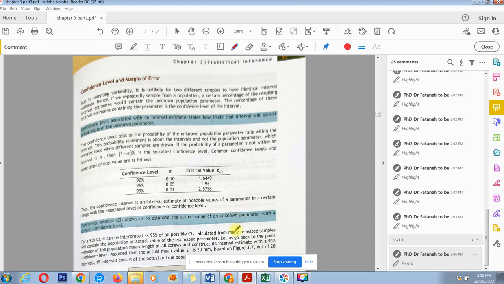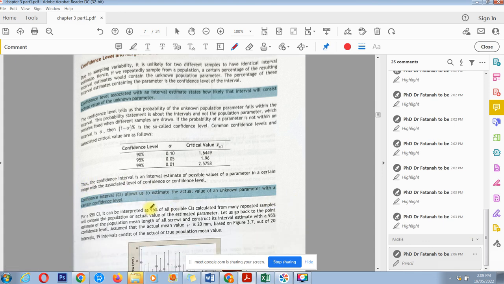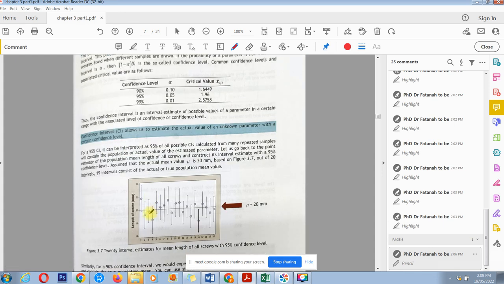So the confidence interval and the margin of error. Here, the same thing, we discuss the confidence interval with alpha 0.1, 0.05, 0.01. So the critical value for each is here. We can see it from the table at the back of your book. Okay.